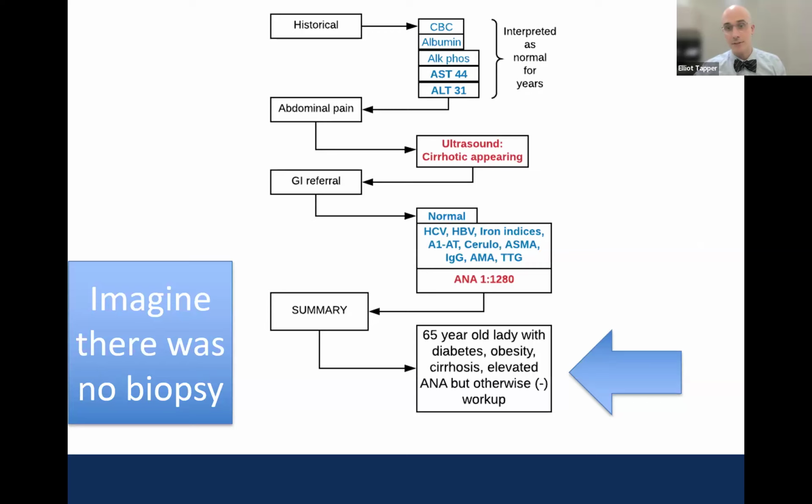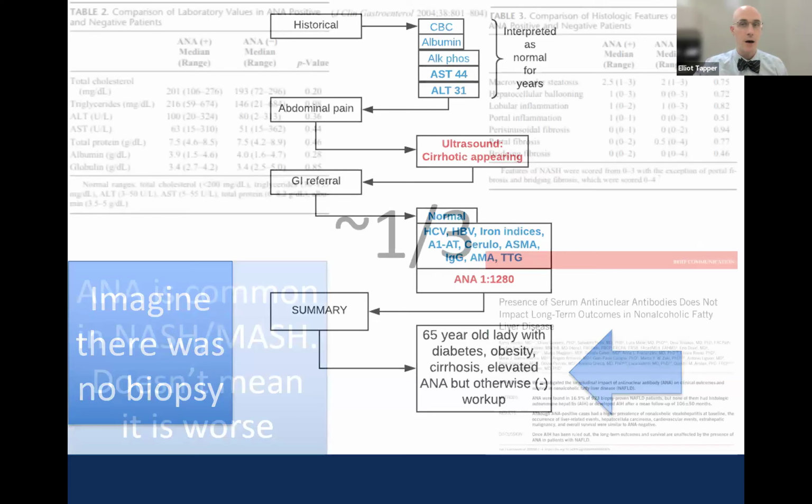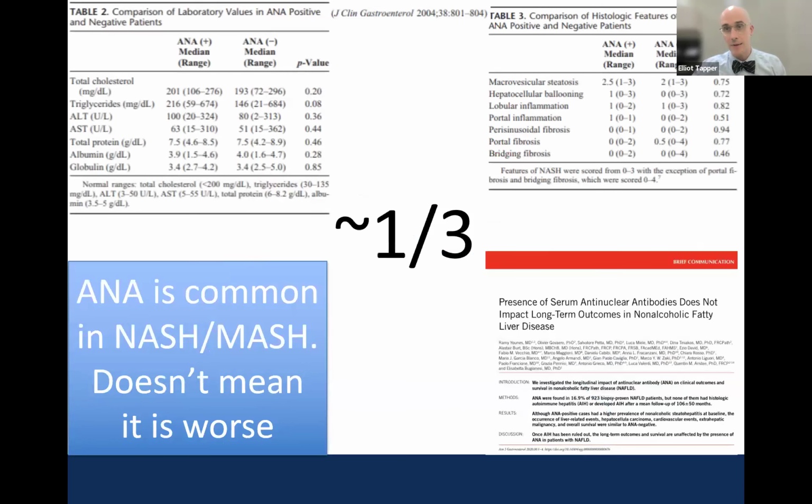I would summarize her as a 65-year-old woman with diabetes, obesity, probably cirrhosis, an elevated ANA, but an otherwise negative evaluation. Although people order all these tests all the time, it's very important to recognize that having an elevated ANA is very common. And even for people who have NASH or MASH, which we'll get to, having a positive ANA is not associated with the incidence of autoimmune hepatitis, and it's not associated with more severe liver disease at the time of diagnosis.